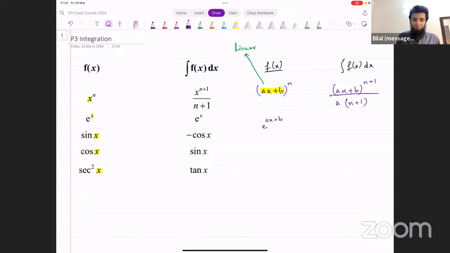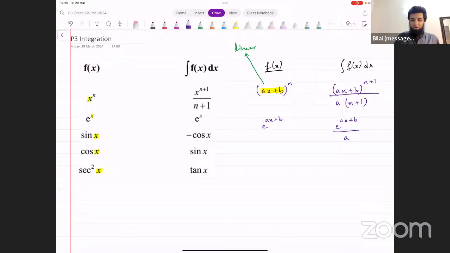Now, remember the derivative of e power x was e power x. So the integral of e power x is also e power x, all right? However, if x is replaced by something else, if you have e raised to power ax plus b, how do you integrate that? The rule is e power x stays e power x, so e power ax plus b stays e power ax plus b. However, whatever you have in place of x, you have to divide by the derivative of that linear expression. In this case, it's ax plus b, so you'll have to divide by a. That's the rule that we have for e power ax plus b.